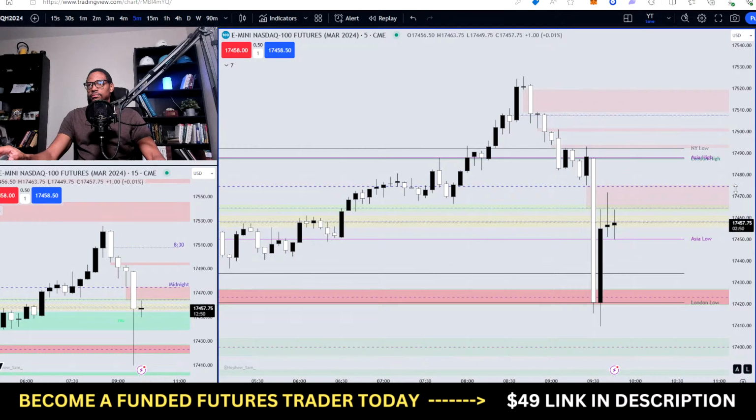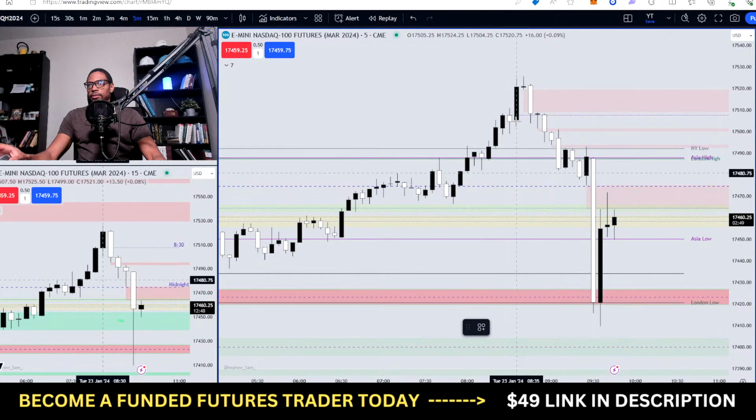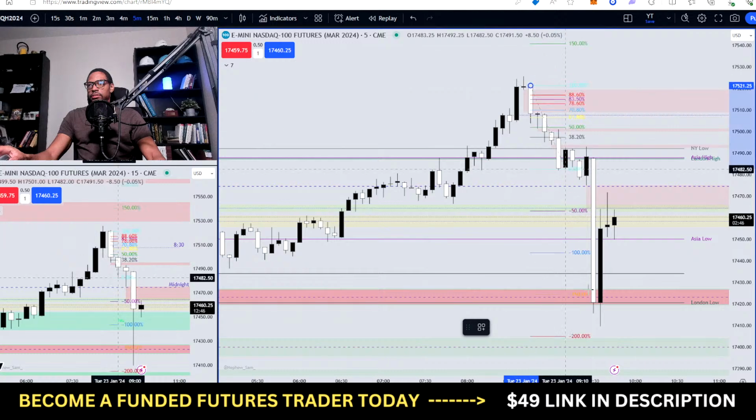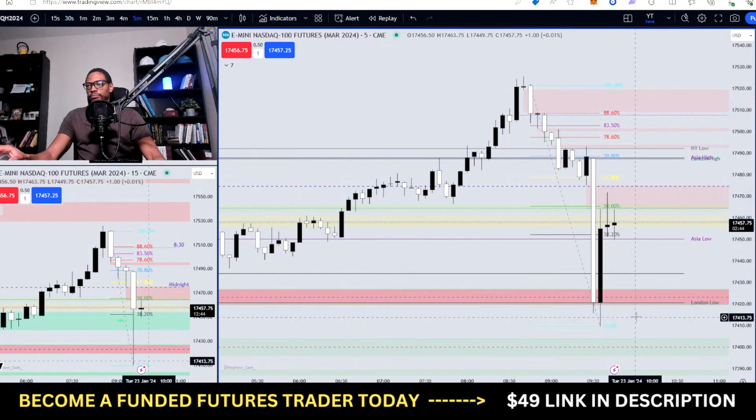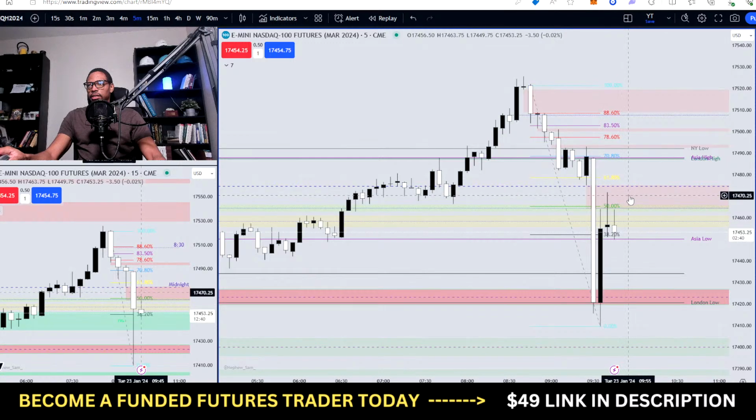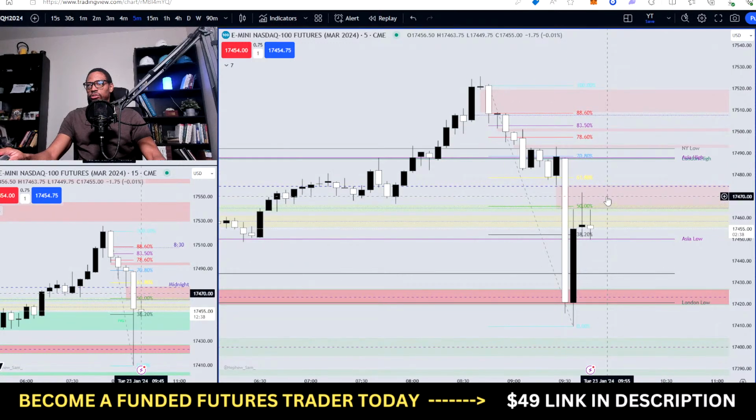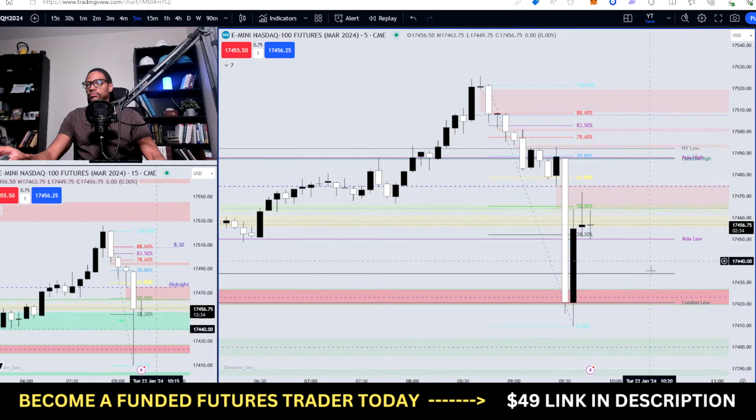I'm gonna measure this leg of moving, just see where we are on retracement. Okay, so we've already seen the 50% retracement. Also, this fair value gap's been traded into more than 50%. It's probably 3/4 of the way.